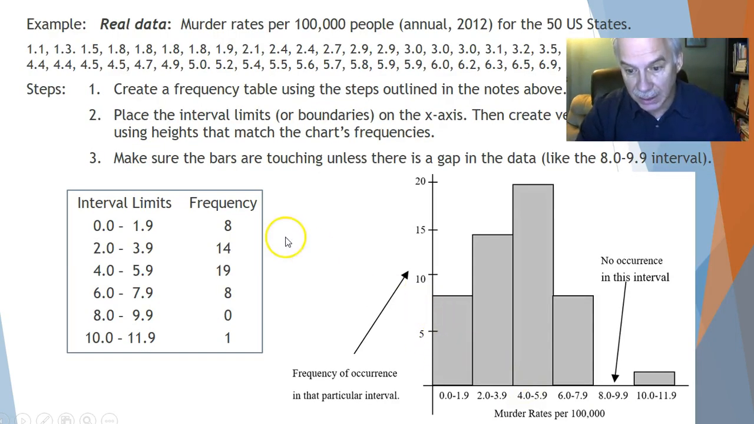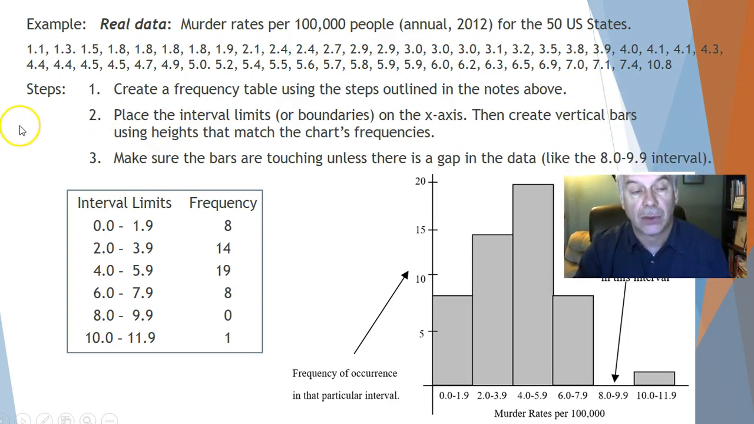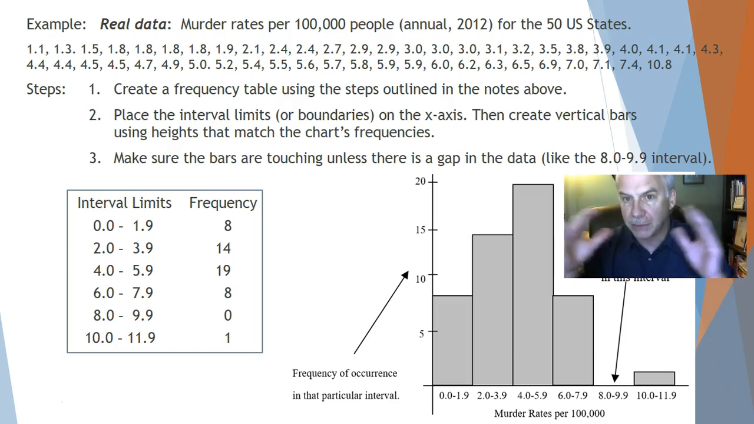So let's look at an example of this. Let me move my video so it's not blocking anything. All right, so this is actually real data. This is murder rates per 100,000 people from 2012 for the 50 United States. So you have 50 pieces of data because there's 50 United States. And these are how many people are murdered per 100,000 people for the different states.